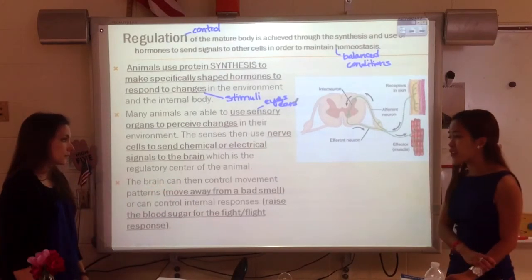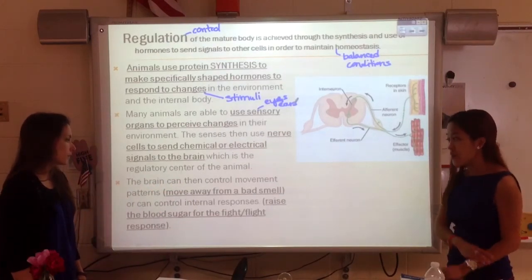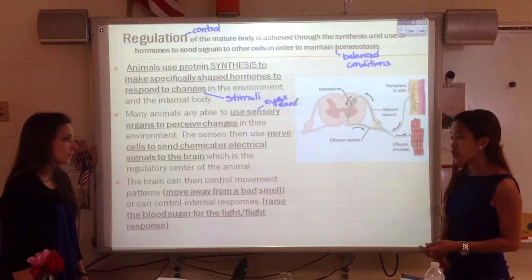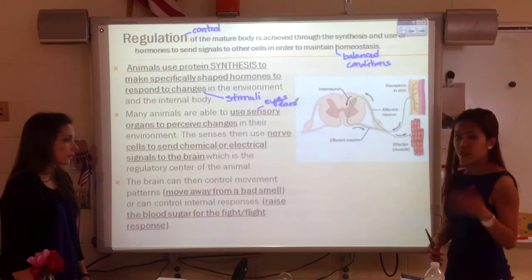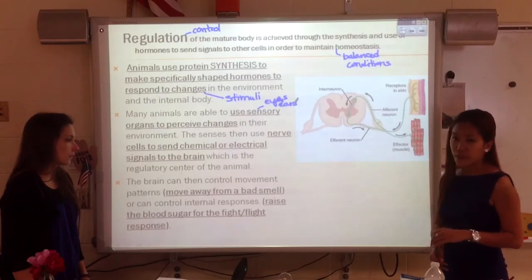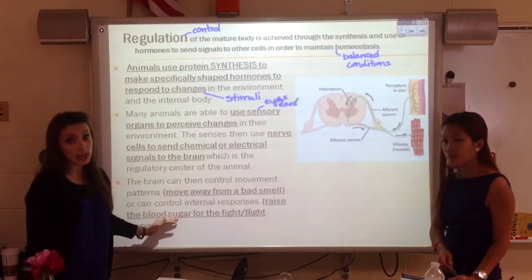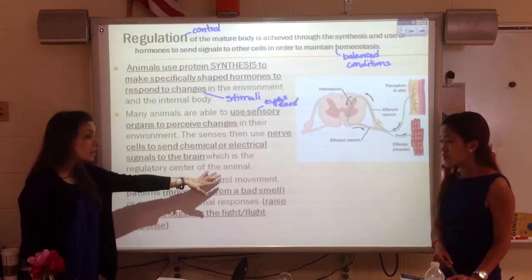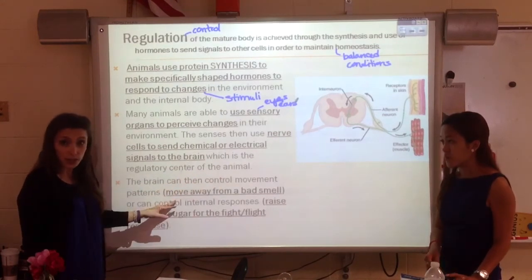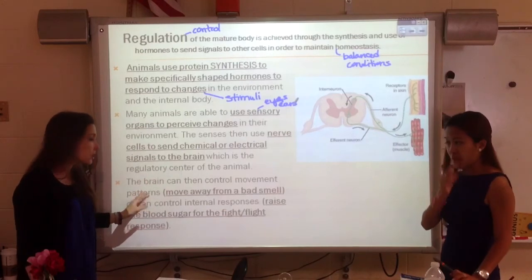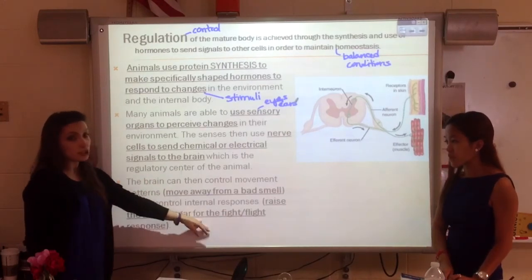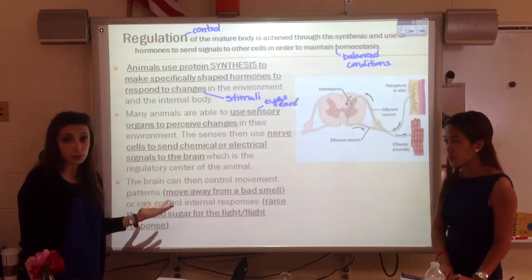The brain can then control movement patterns, like moving away from a bad smell, or controlling internal responses like raising your blood sugar for the fight or flight response. So in the next unit, we're going to be talking about animal behavior. And that's going to be things like movement, like courtship behavior, like migration, but also like the ability to fight or flight if there's some sort of danger.